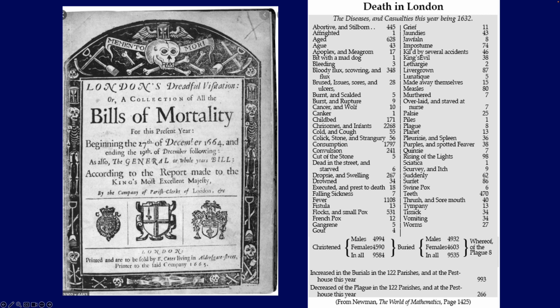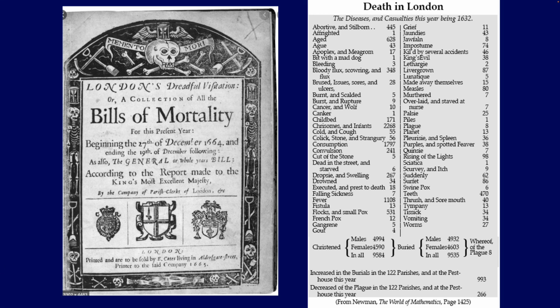There were over 2,000 infant deaths, and these were referred to as chrysomes. That is, they died within a month of being baptized. A chrysome was a sacred baptism cloth that infants would be buried in if they died within a month of baptism. So that's where the name comes from. And here we also see some deaths from syphilis listed here as French pox.